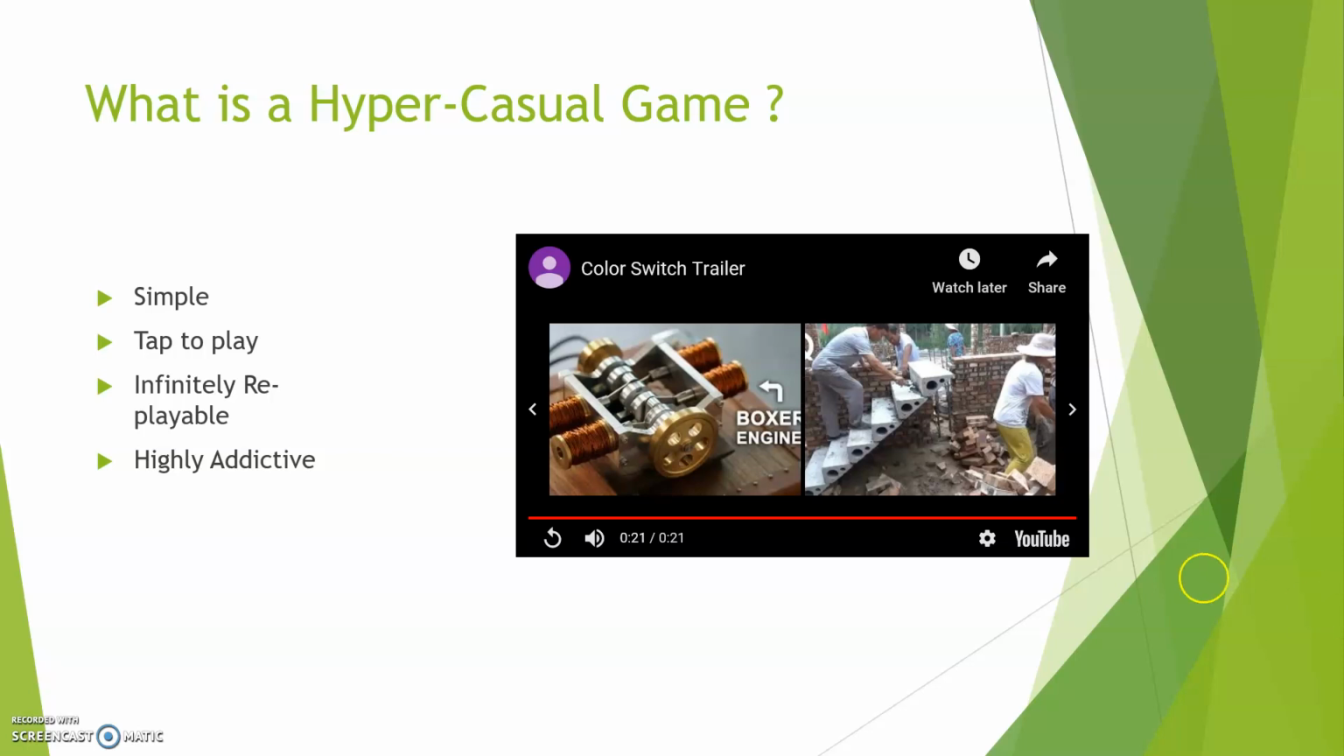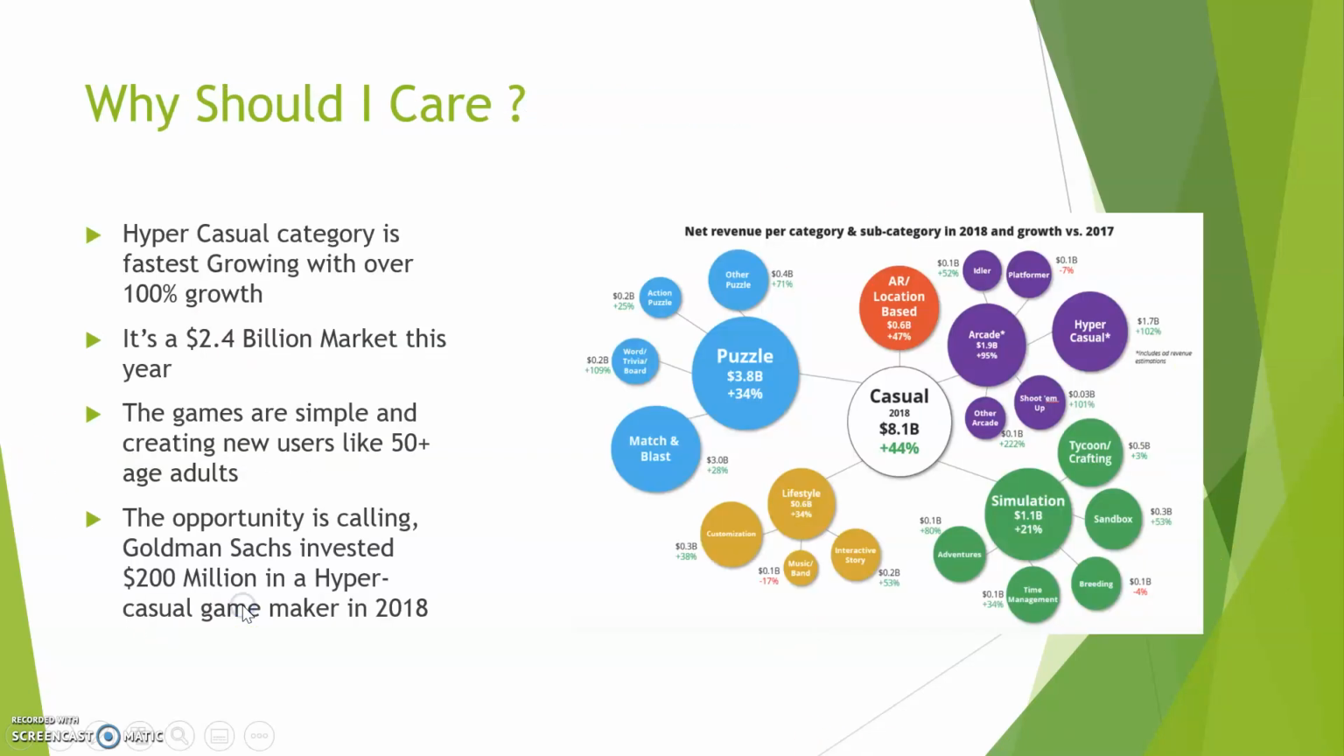But the key question that you may be wondering is, why should you care? So, in the gaming section, hyper casual is the fastest growing large category. That is a category with $1.7 billion spent last year, and it is growing at a 100% growth rate. This market size is predicted to be around $2.4 billion for this year, 2019.